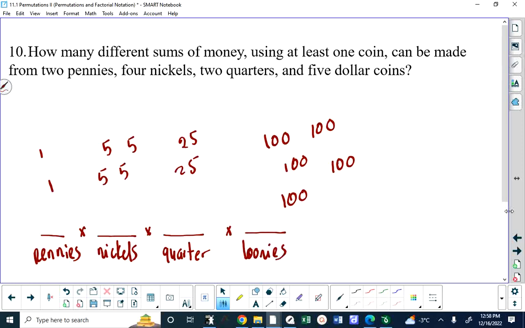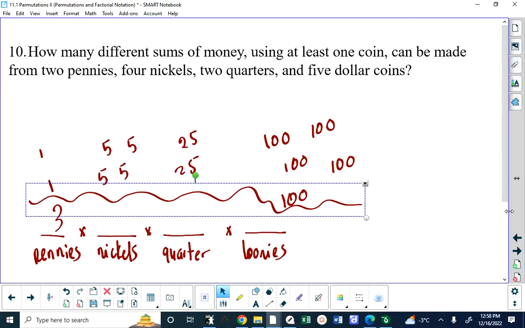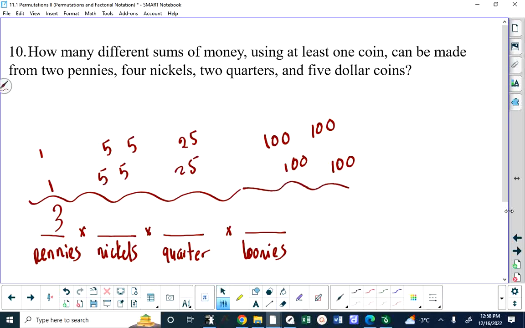Now, how many different numbers of pennies could you pick? It's actually 3, that's right. Because you can pick 1 penny or 2 pennies or no pennies. So this is 3. There are 4 nickels. So that means there are 5 choices for how many nickels you can pick. There are 2 quarters, which means you can pick none or 1 or 2. There are 5 loonies, which means you can pick any number from 0 through 5, which is 6.